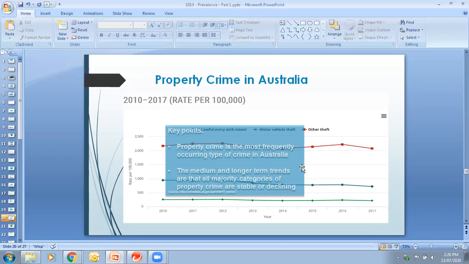And some of the reasons that property crime can go down is because of technology, because we've got cameras everywhere, because people carry phones and film everything. So the technology can have a direct effect on rates coming down. But we need to remember overall that property crime is the most frequently occurring type of crime in Australia. And the medium and longer term trends show that it is stable or declining. That's not what the media would have you believe, as you well know now, that violent crime is the most prolific and is on the rise.